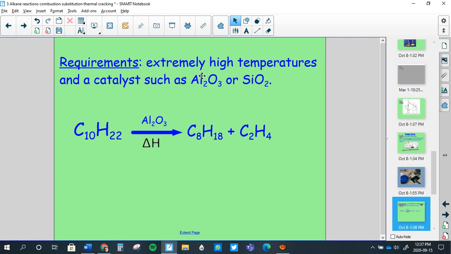Typically the reaction can involve aluminum oxide or silicon dioxide in the presence of a lot of heat. That's what this triangle with the H means. You can then get different products. Here I've broken it up into two, but it can be a whole number of them. So in this 10 carbon long hydrocarbon chain, you can have octane and ethane produced, but it could very well have had hexane and octane, because of course there are many of these. They can be broken up into different size carbon chains.